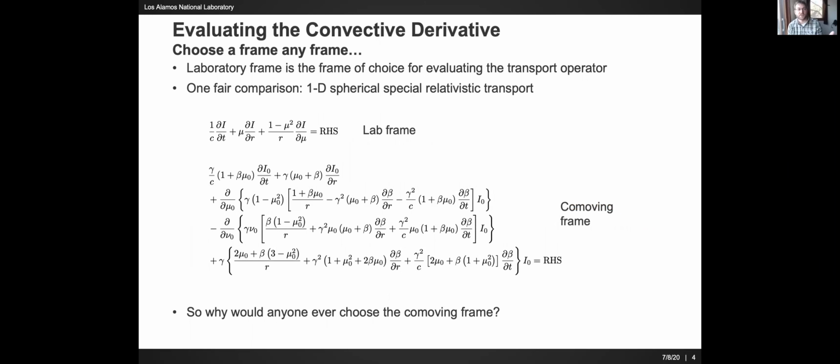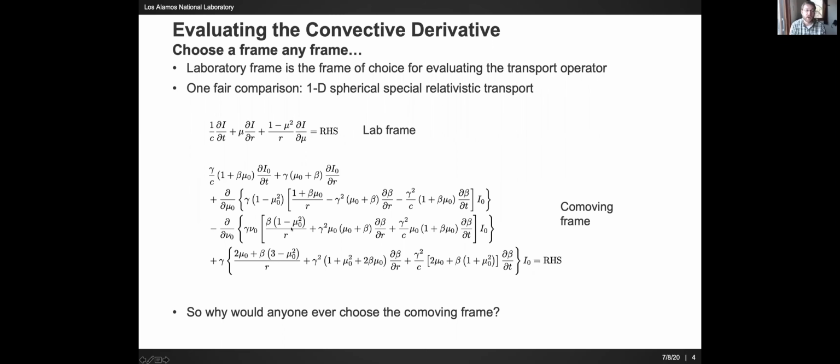So I'm not going to dwell on any of these points very long, but this is just an example of what the convective derivative can look like. This is the 1D spherical special relativistic transport equation written in the lab frame, where it looks quite reasonable, and then written in the co-moving frame, where it looks quite disgusting. And the point here is just that choices can make a big difference in how complicated the expressions are for actually carrying out transport. And of course, it's not that we couldn't code this up, but it's more complicated than that, right? This is expensive.